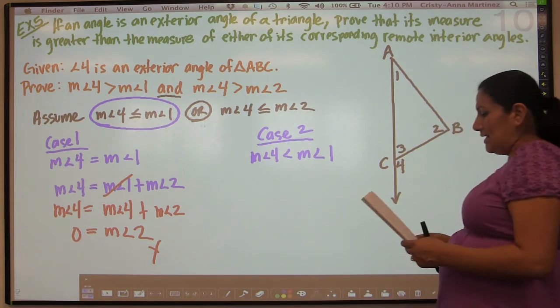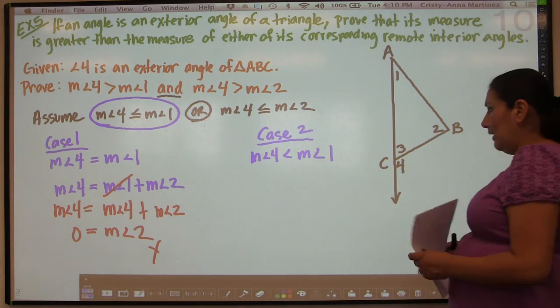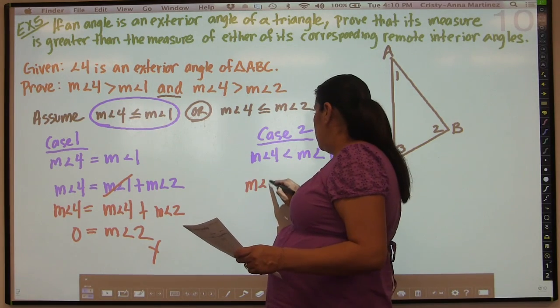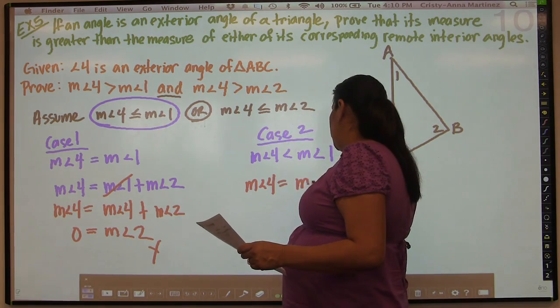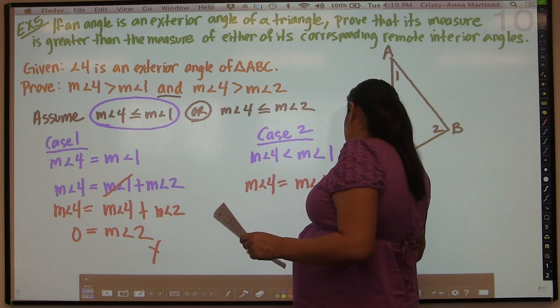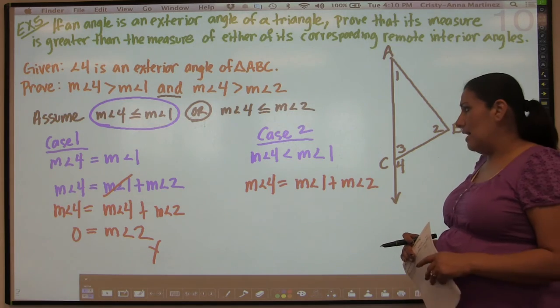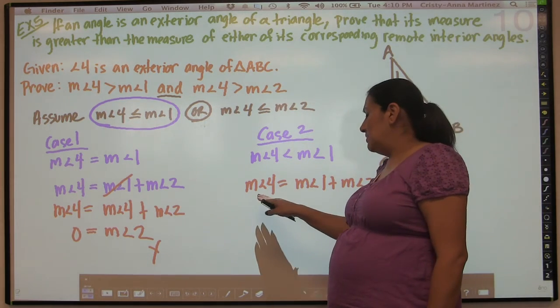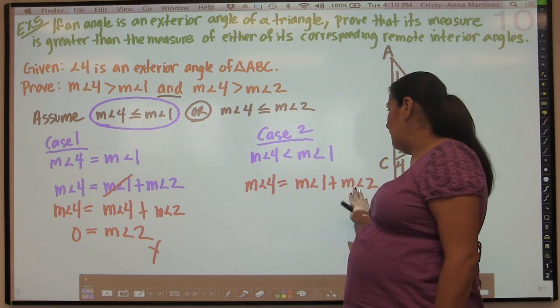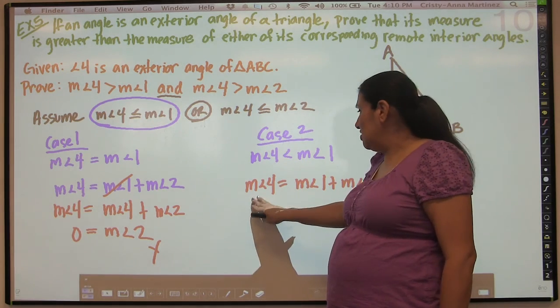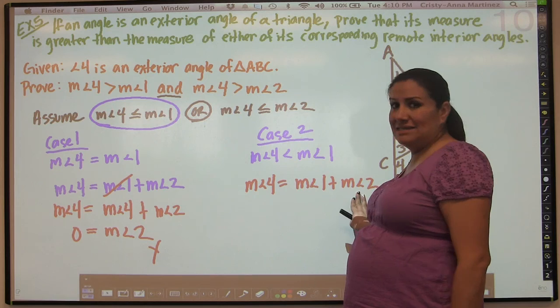And now we're going to go to case 2. And in a similar fashion, we still know that the measurement of angle 4 is equal to the measurement of angle 1 plus the measurement of angle 2. And the definition of an inequality states that if you have something that is equivalent to the sum of two things, then obviously the angle 4 has to be larger than any one of these by itself.